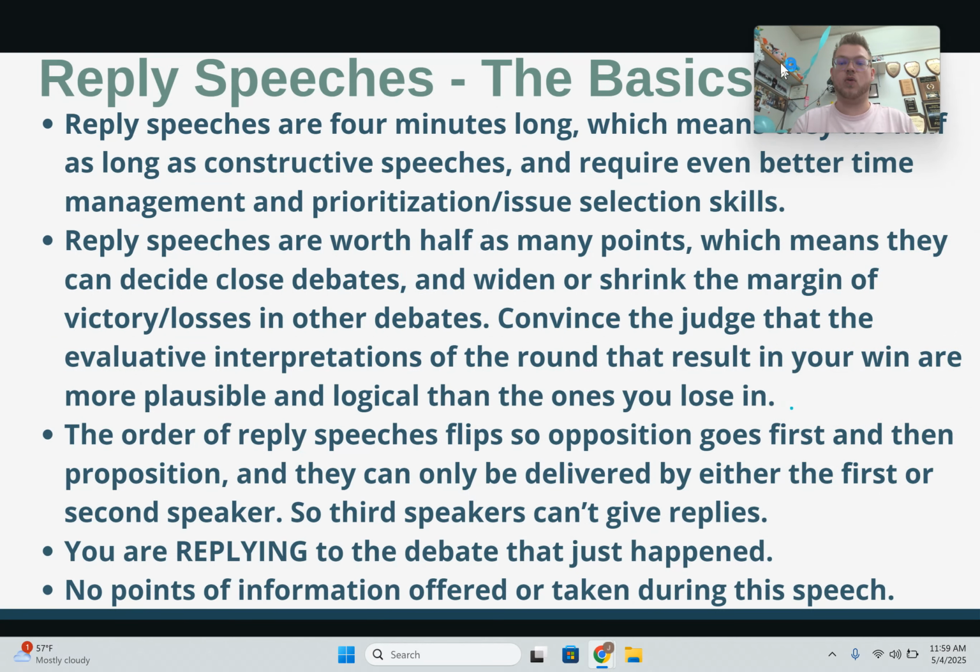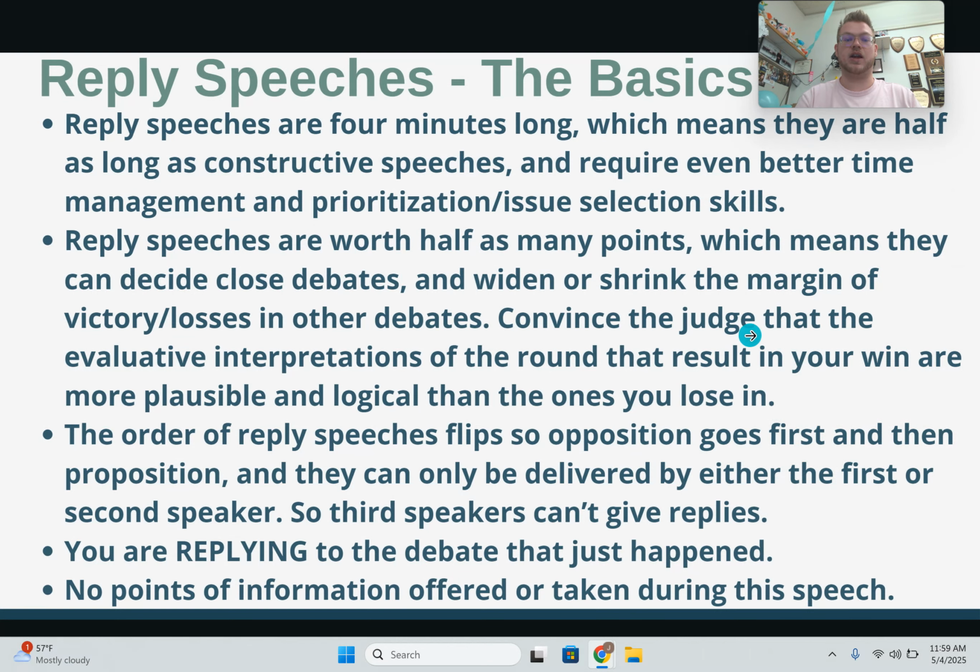Reply speeches are 4 minutes long, which means that they are half as long as constructive speeches. They require even better time management and prioritization and issue skills than a regular speech does because of that. They're also worth half as many points, which means they mostly exist to decide close debates or widen or shrink the margin of victory or losses in other debates.